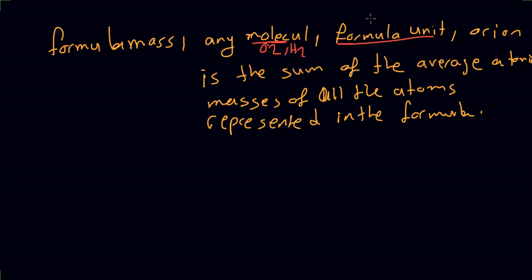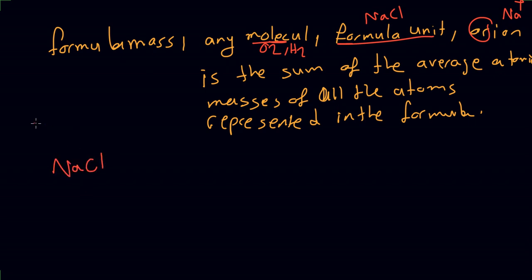Now, by molecule I mean O2, for example, H2. By formula unit I mean NaCl, an ionic compound. Or ion, I mean sodium plus 1. Or the sum of the average, means what?